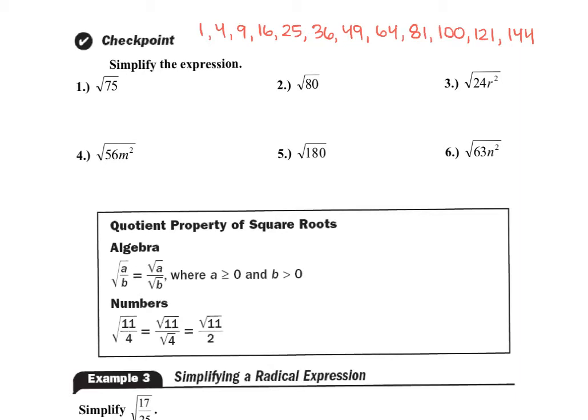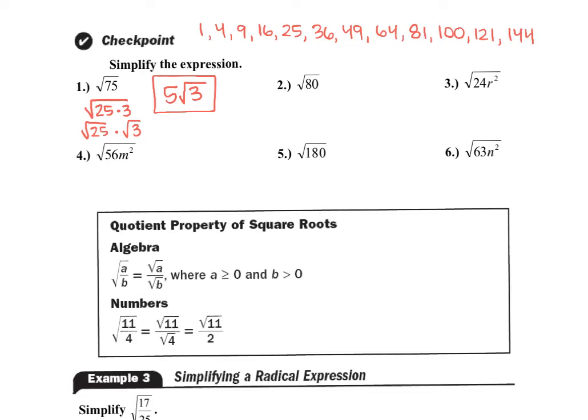All right, so 75. I'm looking for what perfect square is a factor of 75, and I know that it is 25, and 25 times 3 would be 75. So I'm going to break this into the square root of 25 times the square root of 3. The square root of 25 is 5, so that comes out of the radical sign. The square root of 3 is not a perfect square, so that stays underneath. And so the square root of 75 in simplest form would be 5 times the square root of 3. All right, let's go on to number 2.